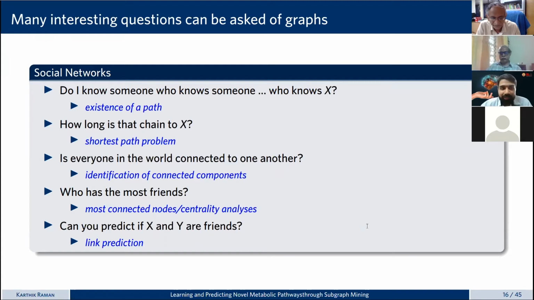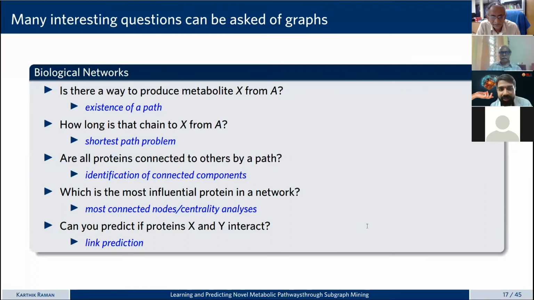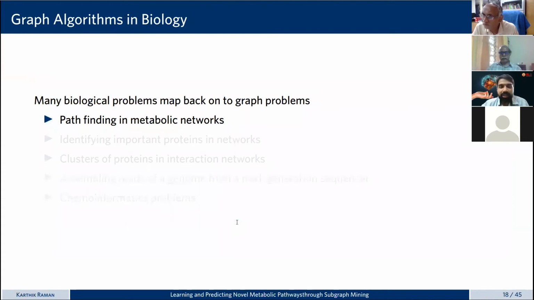But that's for social networks, and of course I'm more interested in biological networks, and it turns out that the exact questions translate there again. Right? I just changed the headings, the algorithms remain the same. So is there a way to produce a given metabolite X from a metabolite A? How long is that pathway from X to A? Are all proteins connected to each other by a path? And what is the most influential protein in a network? Maybe I want to find that and knock it out in a pathogenic organism. So I want to kill it by trying to take down its most influential protein. And can you predict if proteins X and Y are expected to interact? Right? So these kinds of questions one can ask.